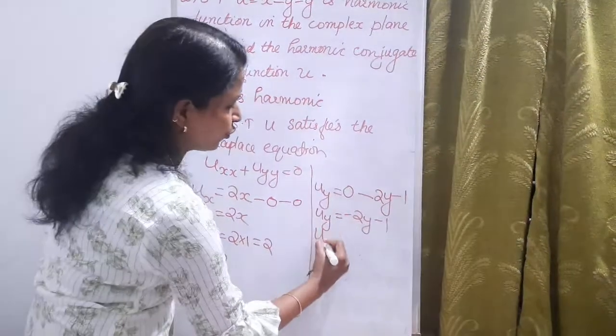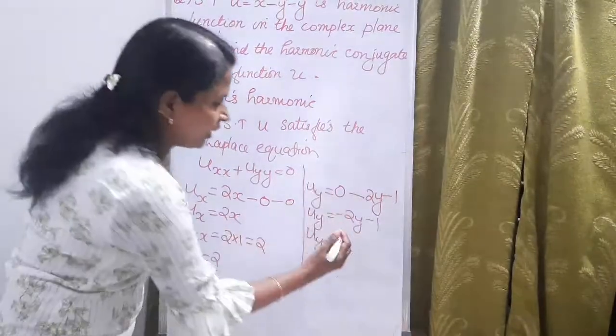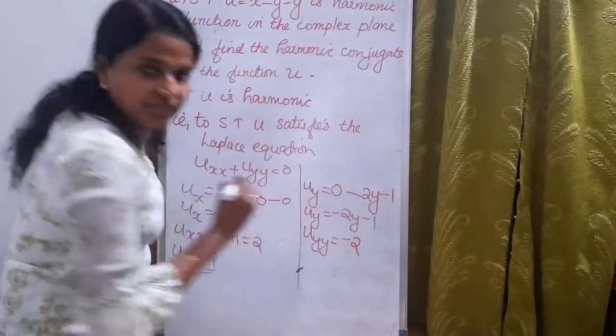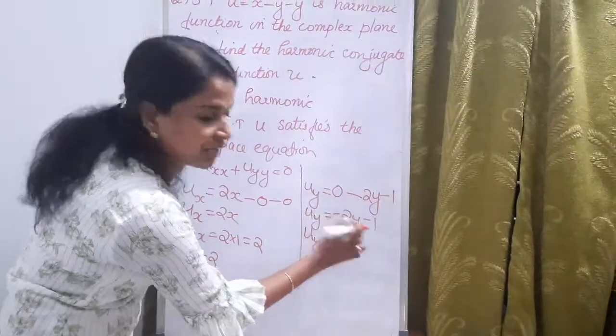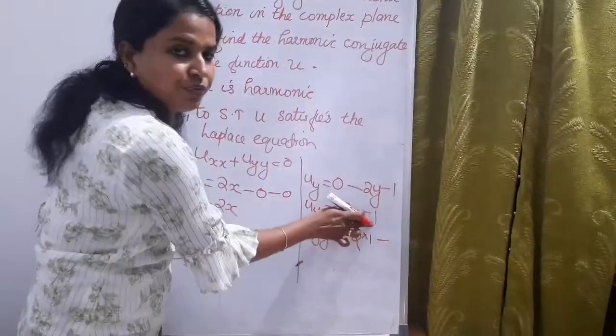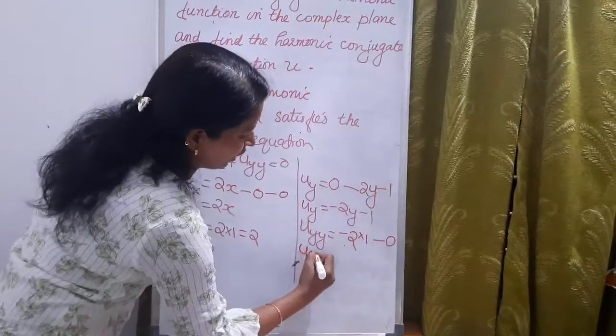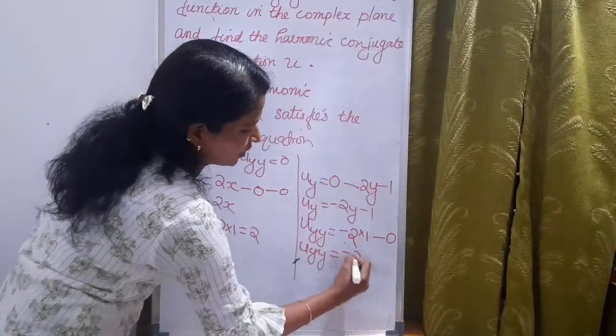Then find uyy. Again differentiating with respect to y. Here minus 2 is constant, then the derivative of y is 1. Minus the derivative of 1, which is 0, since 1 is constant. We get uyy equal to minus 2.